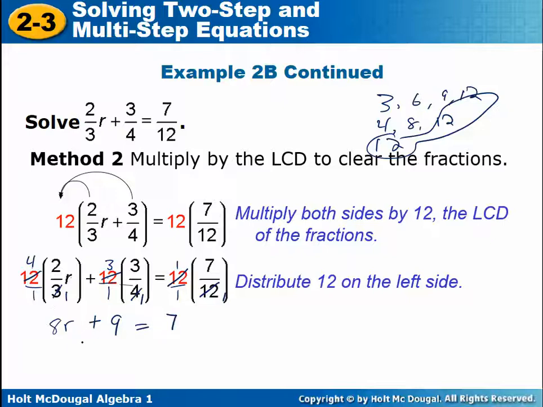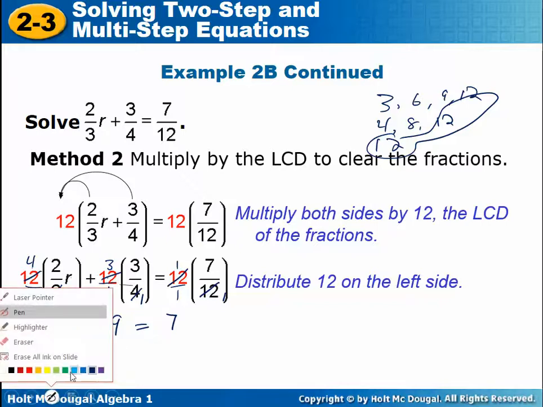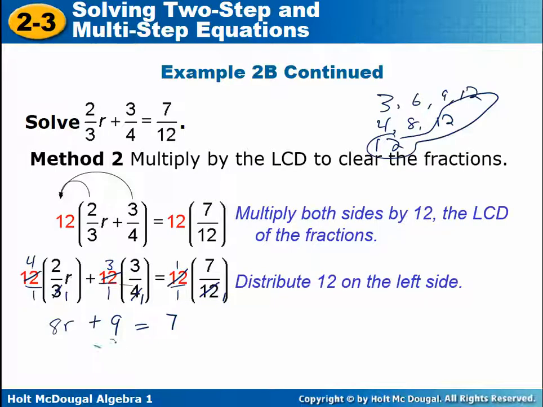So already we're ready for this nice two-step equation. No fractions. Just solve by subtracting 9 from both sides, and then dividing both sides by 8. We get a fraction as an answer, but it's a lot quicker to do this method than to subtract the fractions and then multiply by the reciprocal and so on.